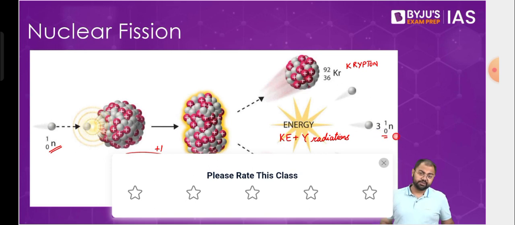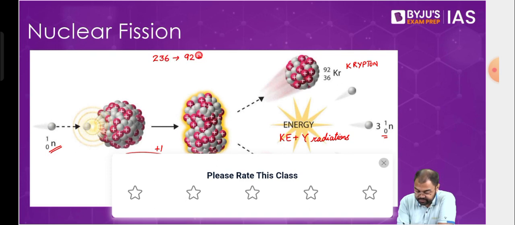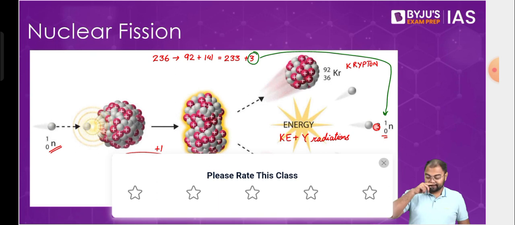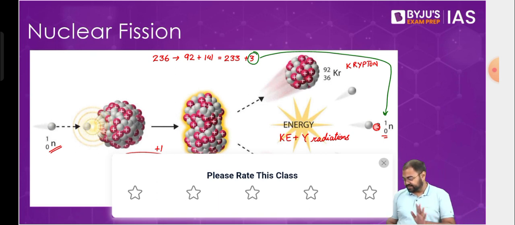Plus, if you see, there are three extra neutrons. Now, where are these three extra neutrons coming from? If you see the mass number, you have 236 on this side, and on the other side you have 92 plus 141, which is equal to 233. So there is a deficit of 3. This deficit is not really a deficit, but rather the 3 extra neutrons. So this is the basic process of nuclear fission.